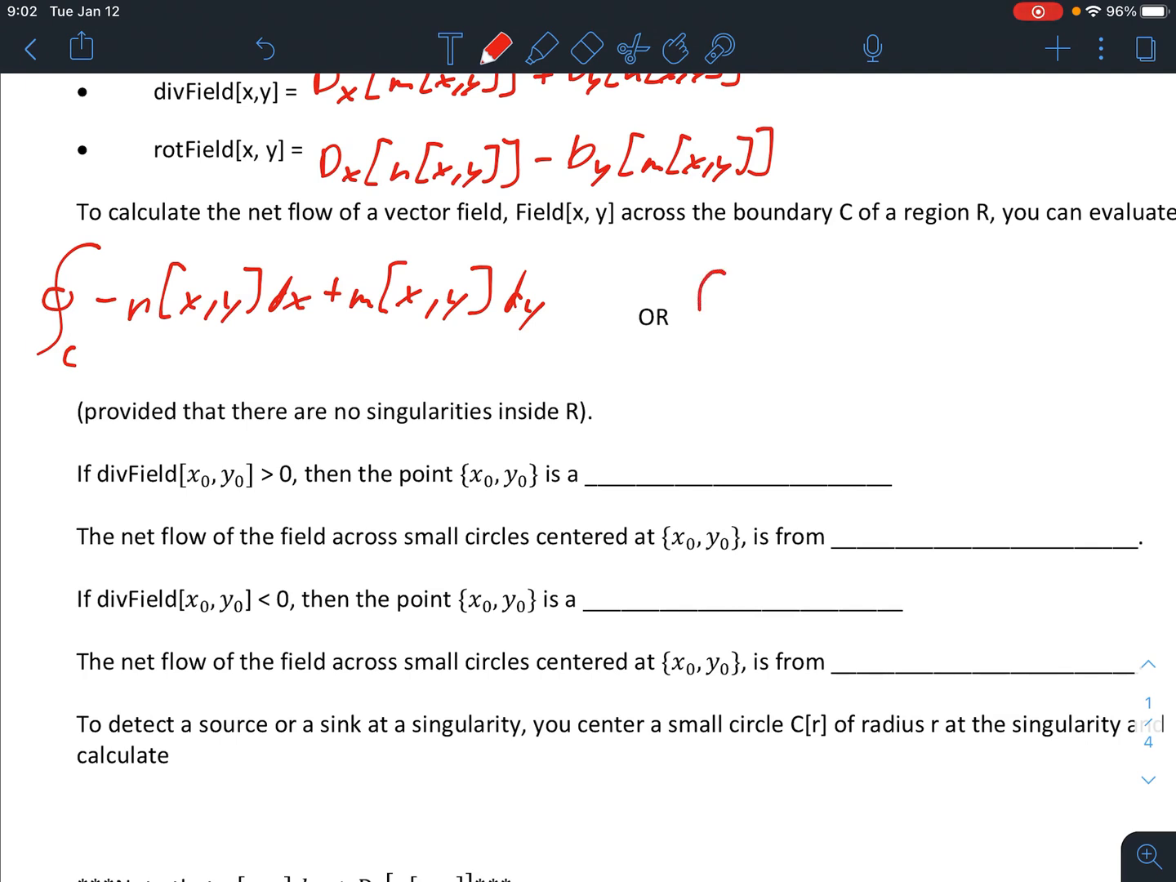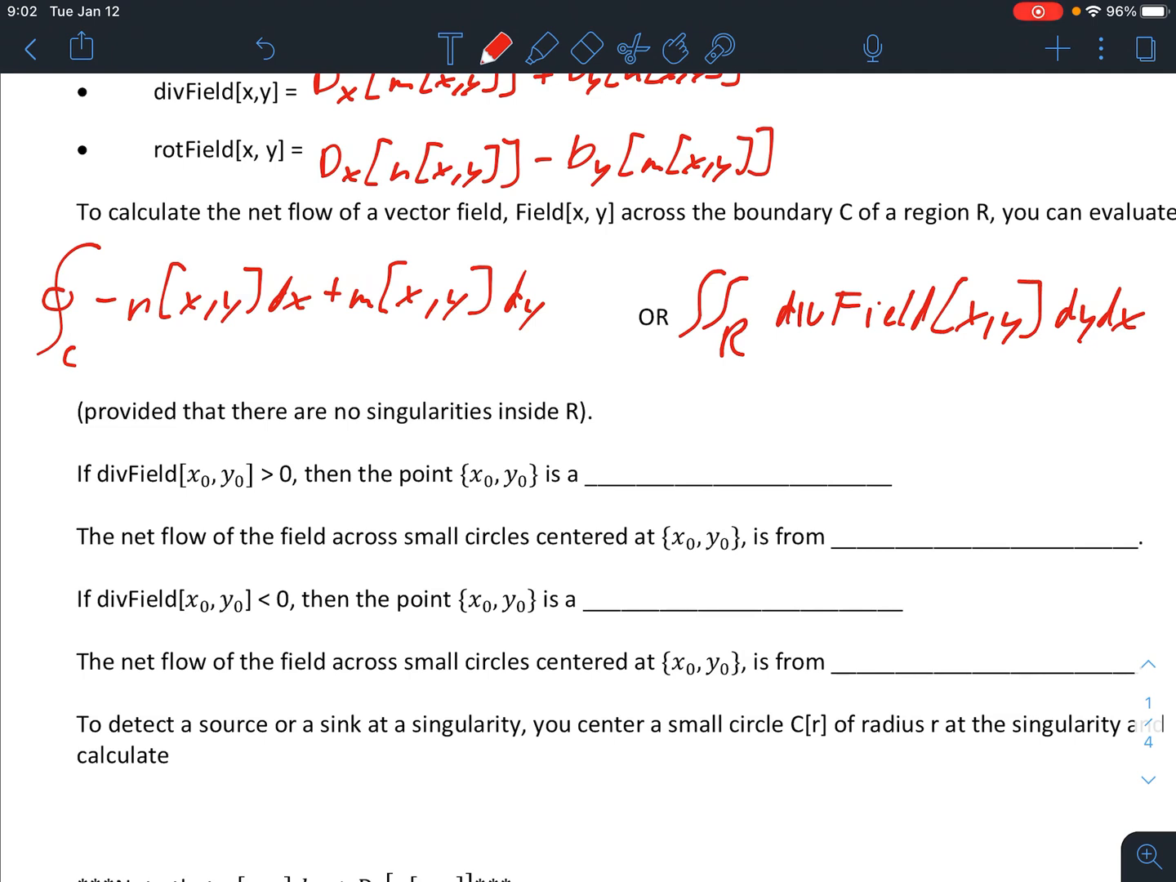It's by using a double integral over the region R of the divergence of the field. It could be dy dx or dx dy, doesn't matter. As long as there are no singularities inside the region R. If there are, we have to divert back to the first integral.